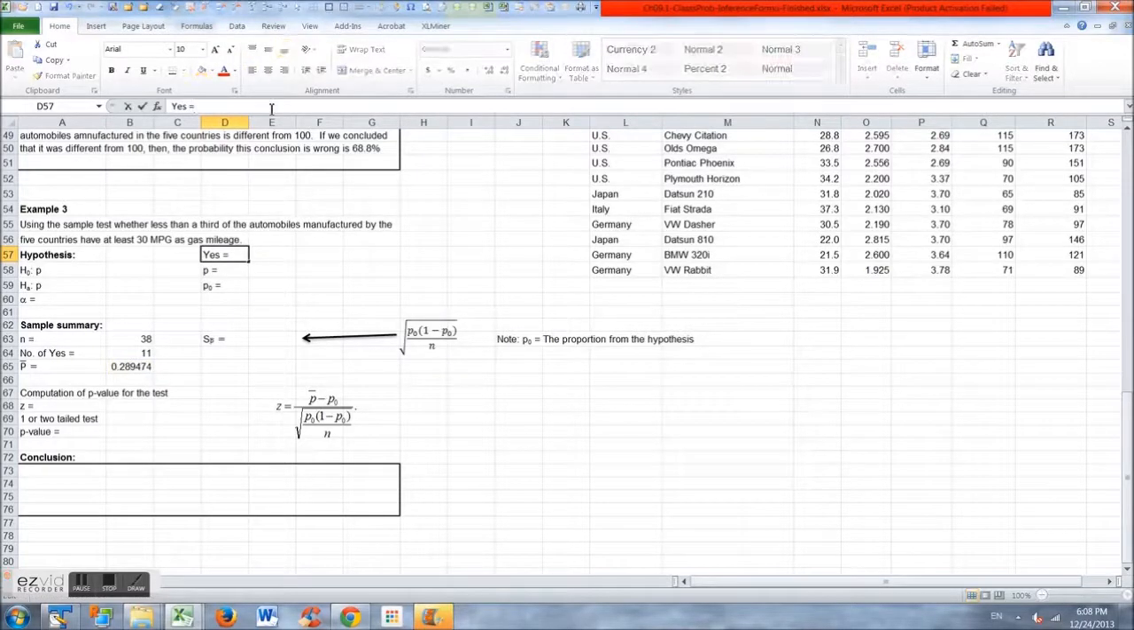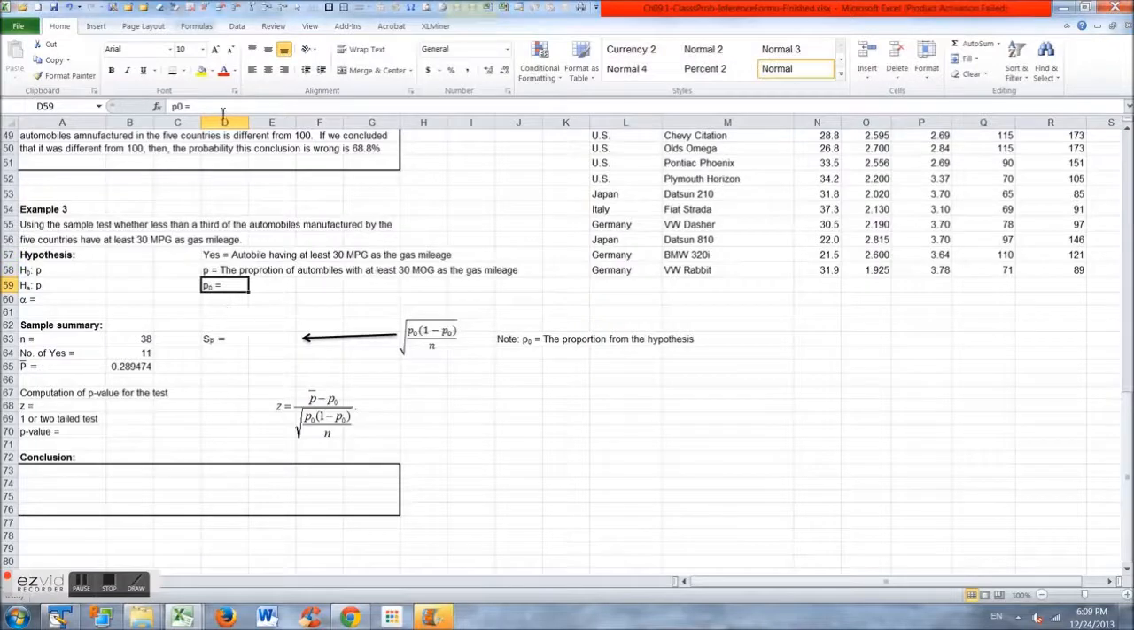So here S is automobile having at least 30 mpg as the gas mileage. Okay. Then P will be the proportion of automobiles with at least 30 mpg as the gas mileage. And P sub 0 is the value for P in the hypothesis.